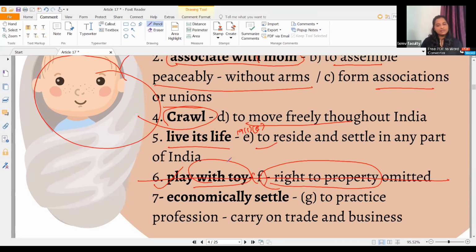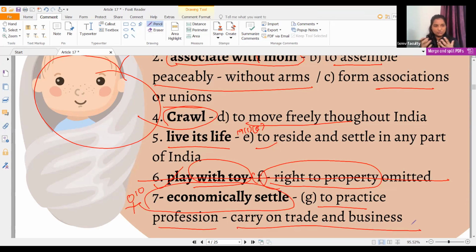Next, after that, it will grow up later and start getting pocket money from its parents, right? Why I'm telling the story is to make you remember the order. You need not confuse with the clauses. So the baby has grown up. Maybe she's going to 10th class. She'll get pocket money from her mother, right? So the final right is the right to practice a profession, carry on trade and business. So it is associated with economy. That's why I gave you this example. This is for basic understanding.